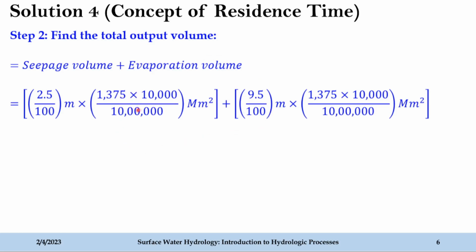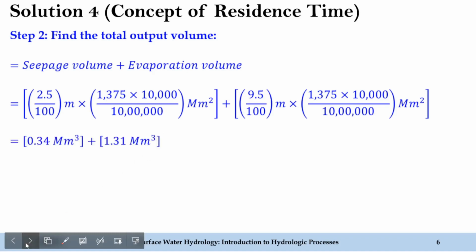So multiplying the area of reservoir with the depth of seepage and depth of evaporation will yield the volume of seepage and volume of evaporation. So by solving these equations, you will get the seepage volume as 0.34 million meter cube and evaporation volume as 1.31 million meter cube. Adding together, we get the total output volume of 1.65 million meter cube.